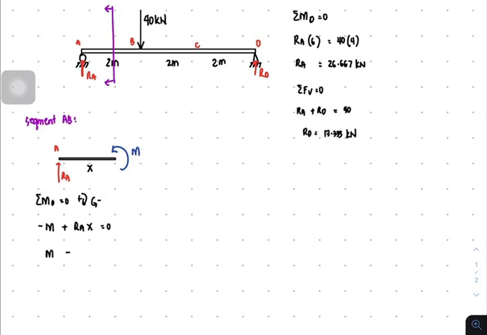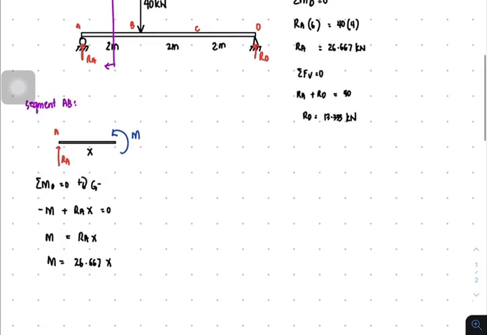Transposing M to the other side, it will now have RA times X. But RA is 26.667, so M equals 26.667 X. This is your moment for this segment. Okay, next segment.